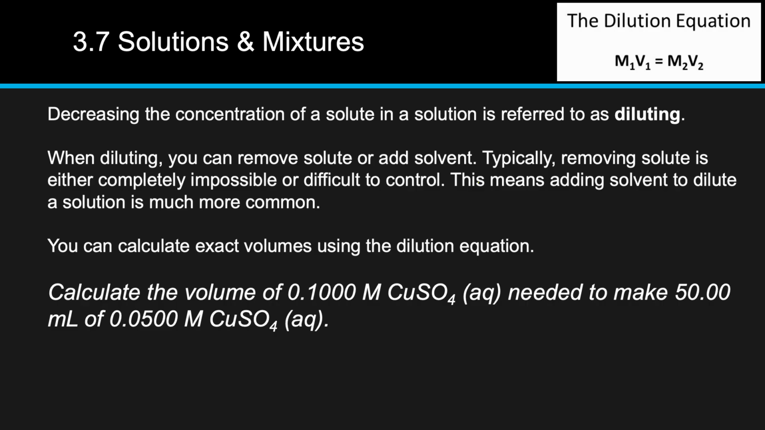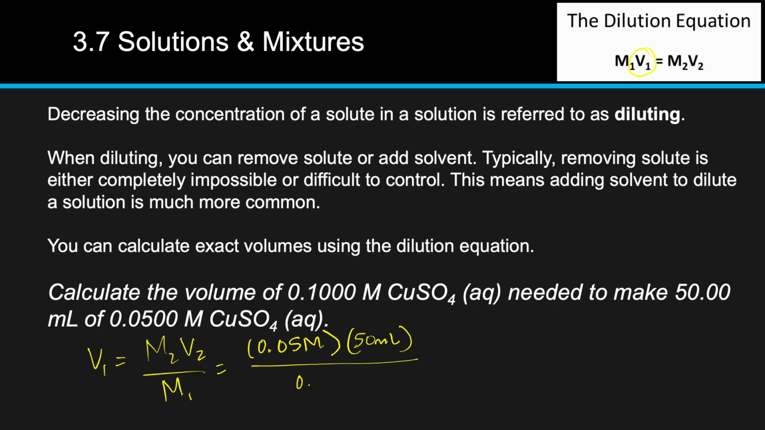So if we have an example like the one on the bottom here, calculate the volume of 0.1 molar copper 2 sulfate needed to make 50 milliliters of 0.05 molar copper 2 sulfate. So we have an initial concentration, and then we have a final volume and a final concentration. So we are solving for initial volume here. So that's going to be V1 equals M2V2 over M1. So our final concentration is 0.05 molar, our final volume is 50 milliliters, and our initial concentration is 0.1 molar. So when we do that in our calculator, we end up getting 25 milliliters.